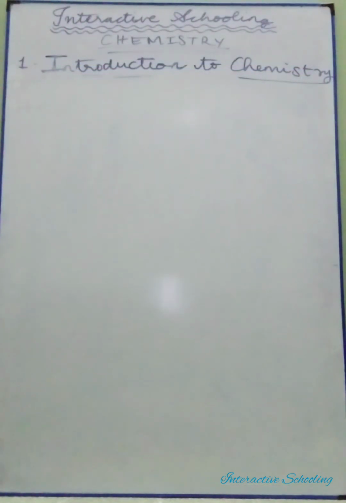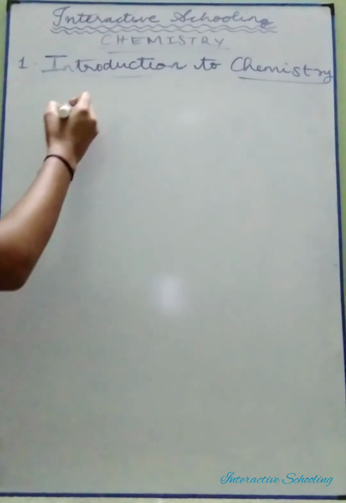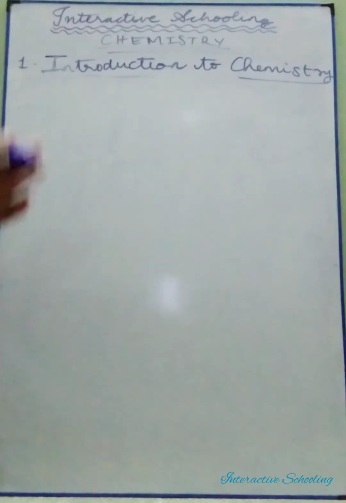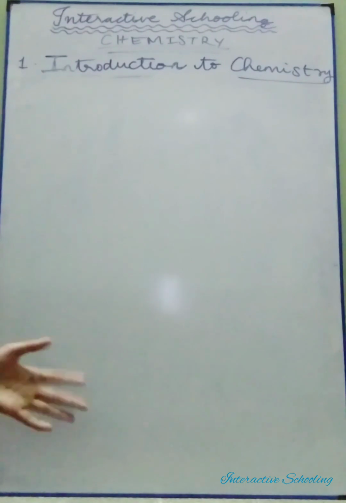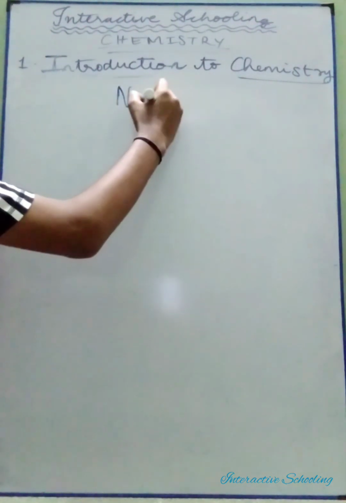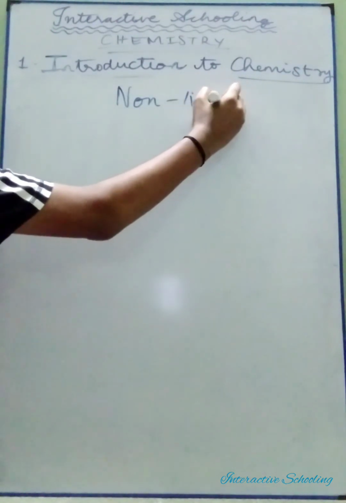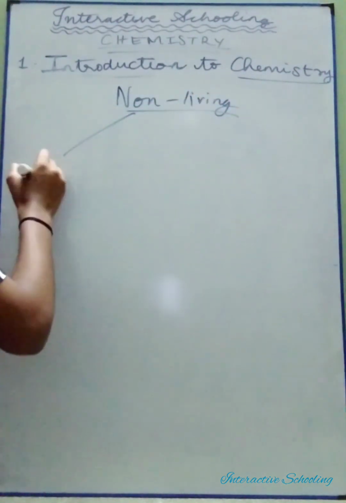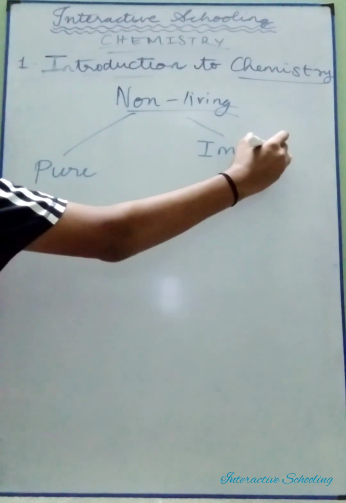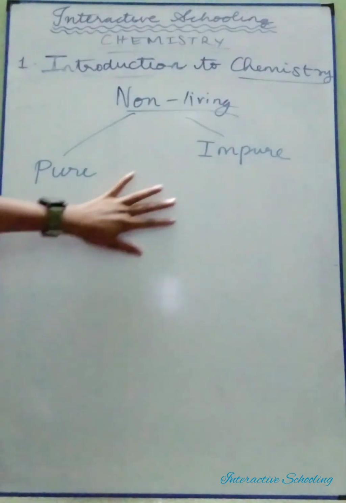It's coding. This chapter, Introduction to Chemistry, has multiple topics, so we are just going to split it into multiple videos. And in this video, we are going to learn about pure and impure substances. As we already know, matter is divided into living and non-living. Living is something completely different, we'll not deal with that now. So, non-living is divided into pure and impure substances.